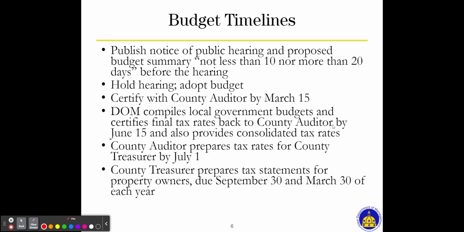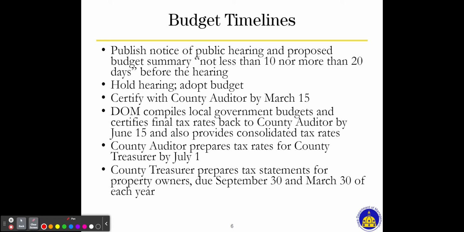So let's go over some budget timelines. You would publish notice of a public hearing and proposed budget summary using the DOM forms not less than 10, no more than 20 days before the date that you hold a public hearing on that budget. You would hold that public hearing, close the hearing, and adopt the budget. You certify that budget with the county auditor by March 15th.